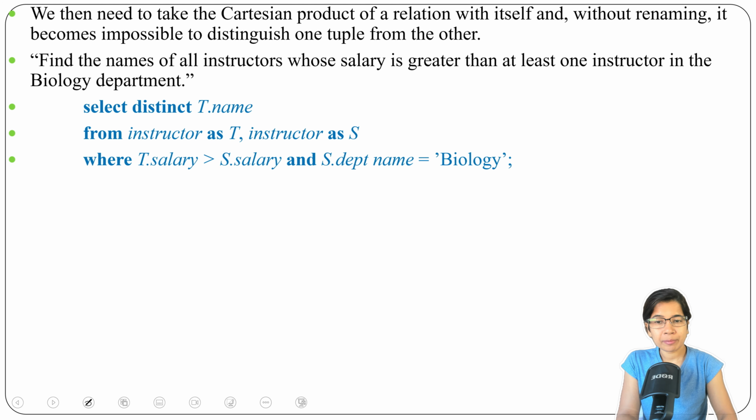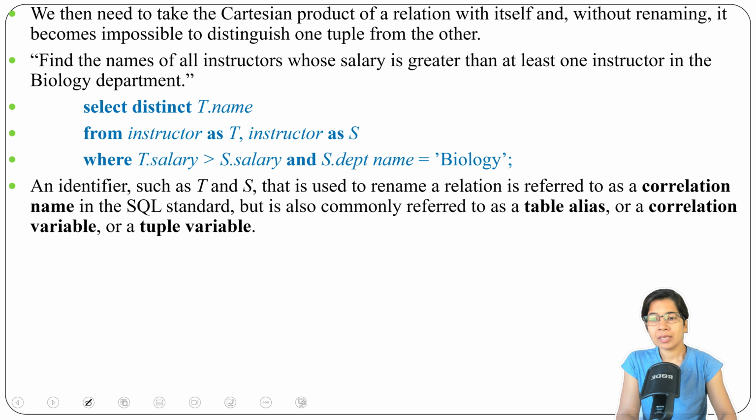So after renaming, it's easy to compare within one relation. We can easily compare within one relation or multiple relations. Sometimes this renaming is called a correlation name, table alias, correlation variable or tuple variable. Here you can say instructor table alias is T, instructor table alias is S.